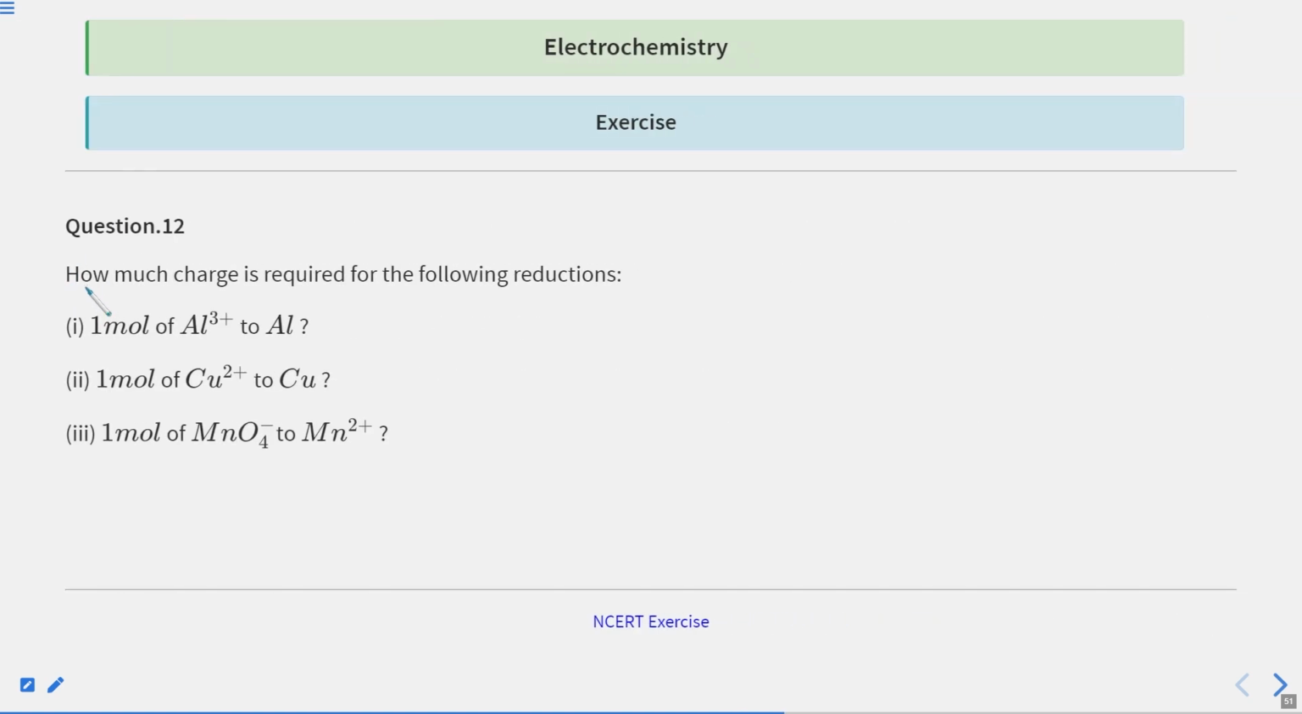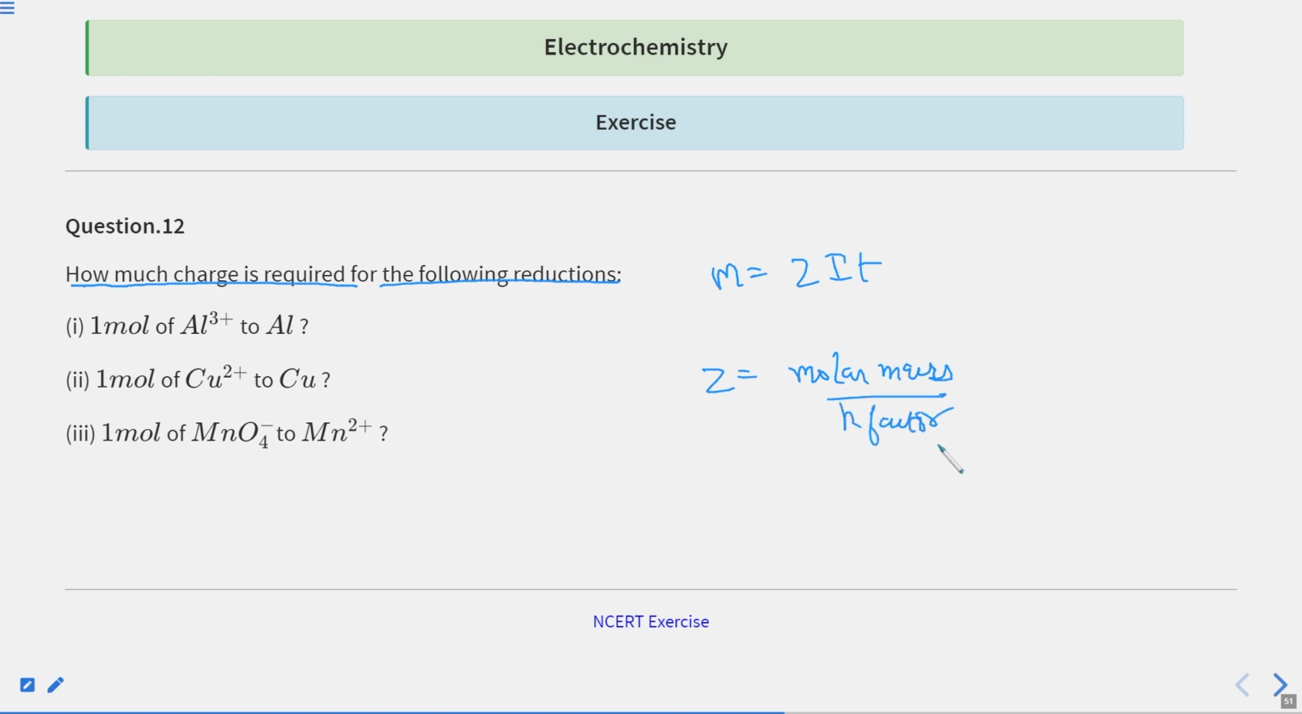Now we will see questions from electrolysis. First question says, how much charge is required for the following reduction. We know the formula for this. M is equal to ZIT. For Z, it is molar mass by N factor.